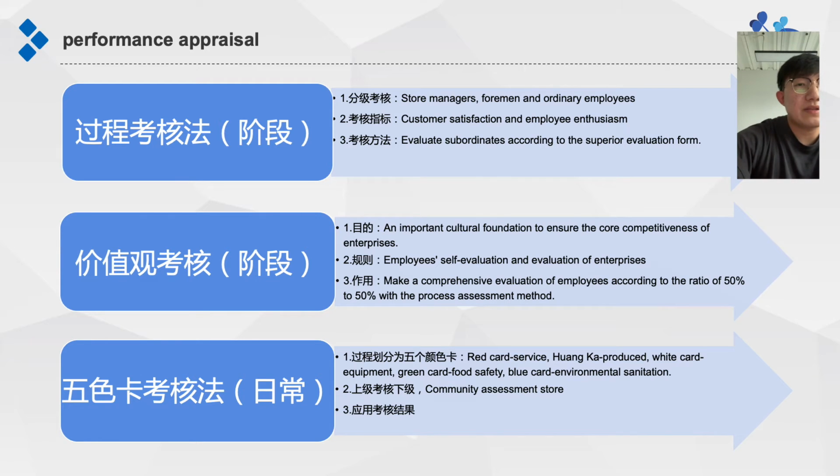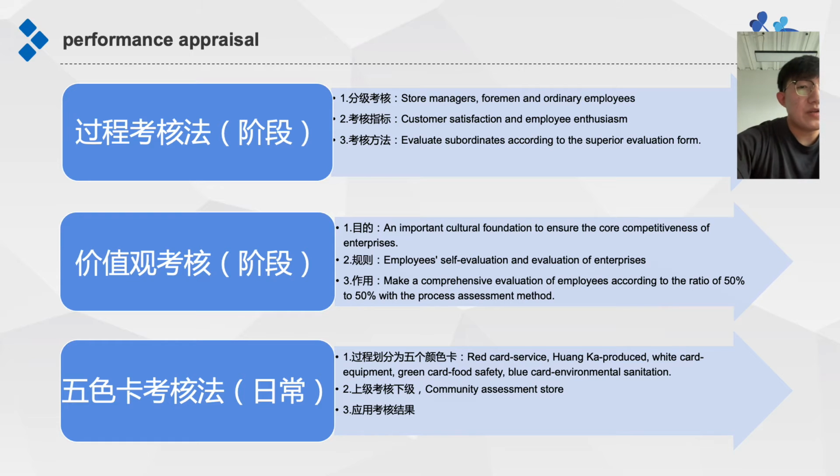And the second hand is we have aim, regular, and function. So our aim is an important culture function to ensure the core competencies of the enterprise. And the second, regular, is employee self-evaluation and evaluation of the enterprise. And the third is function, to make a comprehensive evaluation of employees according to the ratio of 50% to 50% with the process assessment method.